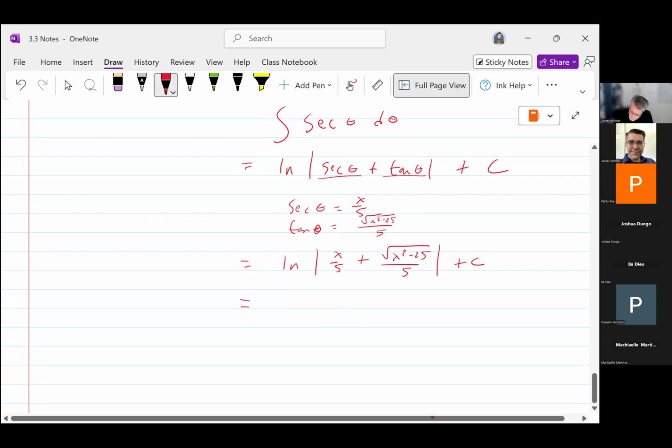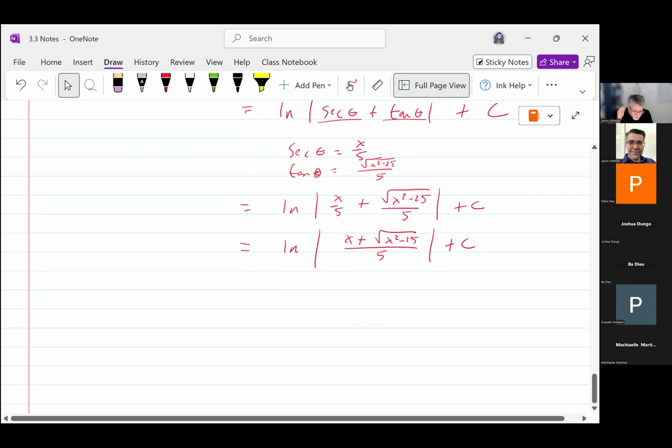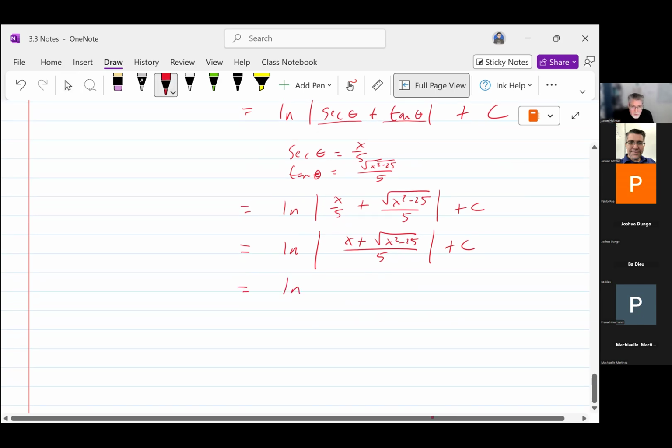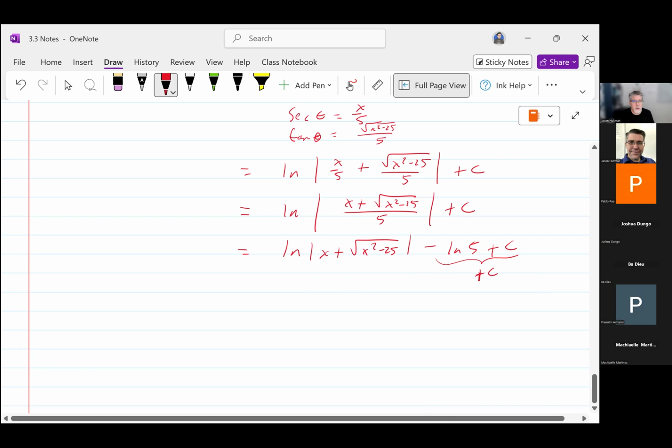Let's put this over a common denominator. So natural log of x plus the square root of x squared minus 25, all over 5, plus c. Now I'm going to use the property of natural logs that the natural log of a quotient is the difference of the natural logs. So this is the natural log of x plus the square root of x squared minus 25, minus the natural log of 5, which is just a constant. So that gets absorbed into my plus c. A constant plus another constant is just a constant. So this is going to be equal to the natural log of x plus the square root of x squared minus 25, plus c.